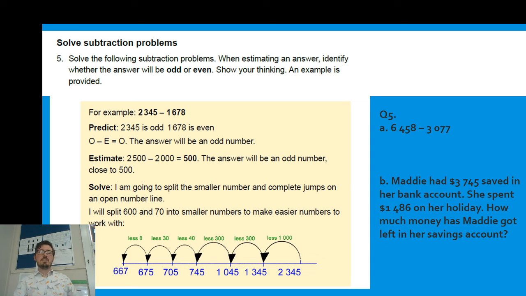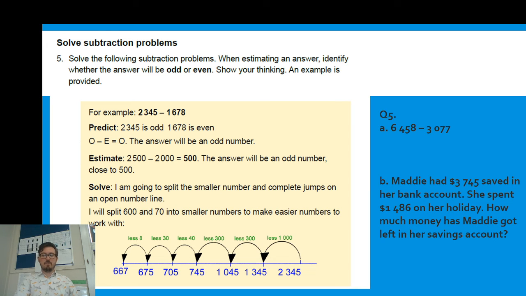All right. This time I used the jump strategy. So I started at the first number and I jumped back 1,000, then I jumped back 600, then 70, and then 8. Now when I did 600, I split it up into smaller parts. And when I did 70, I split it into smaller parts. So just have a little look over that because it might look a bit tricky, but I have done it using the jump strategy.